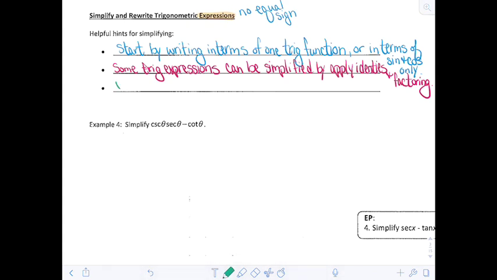Another thing that you might find, you can simplify some trig expressions by combining fractions, which I'm sure you're excited about. I know y'all love fractions. Okay. So that's another option.